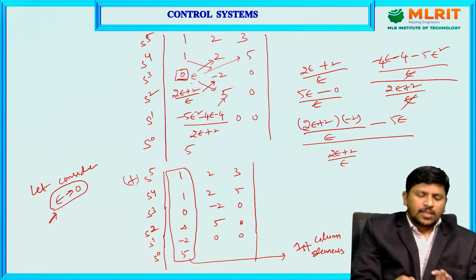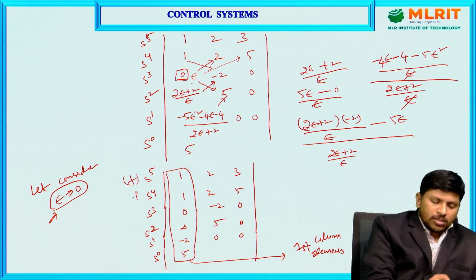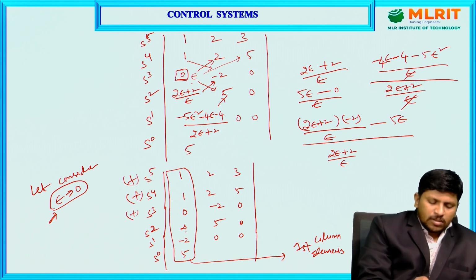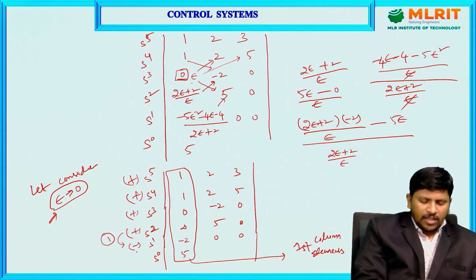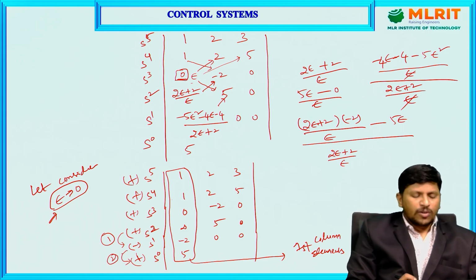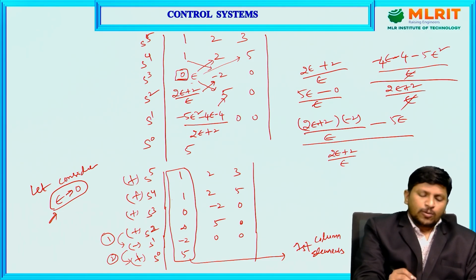The sign changes are nothing but the roots lying on the right half of the S-plane. See here, this one is positive, these elements are also positive, plus 1, 0 also positive, infinity also positive, here minus 2 is negative. So from positive sign to negative sign, one root change. Next, minus 2, this value is positive 5, so from here to here a second change. So how many roots are changed? Two roots are changed.